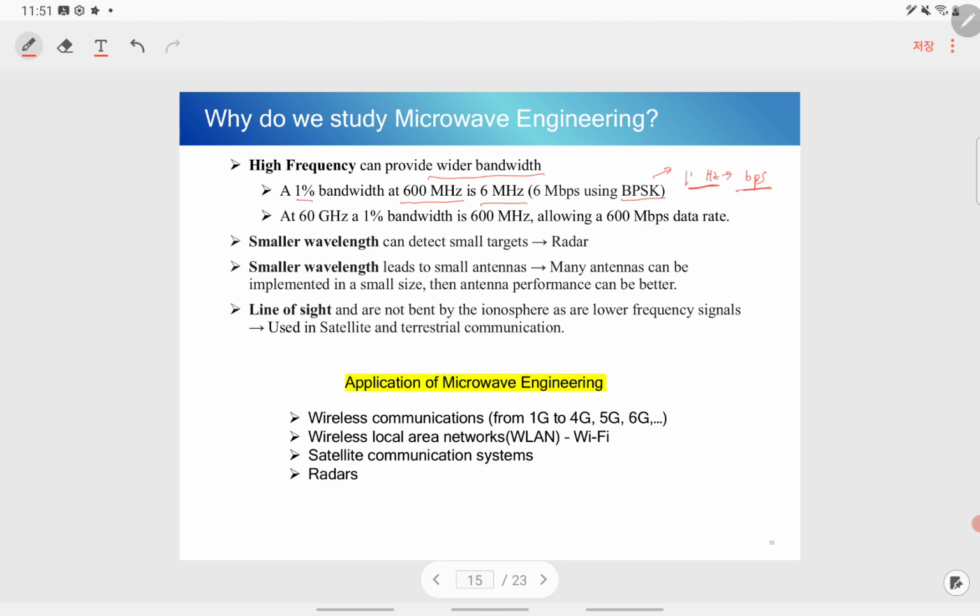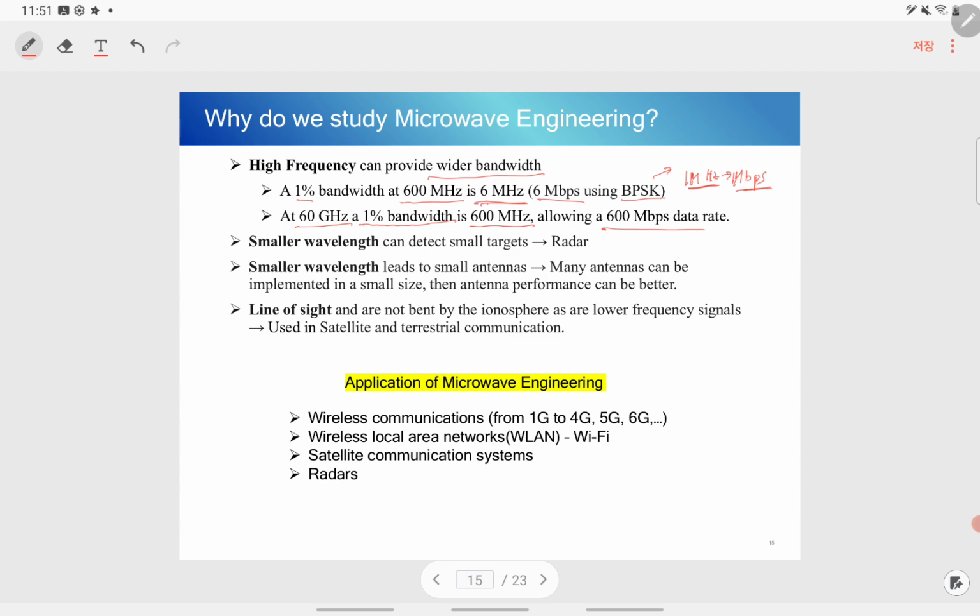So 1 megahertz means 1 mega BPS, right? So 6 megahertz means 6 mega BPS, right? But if we use 6 gigahertz, even though we have the same percentage fractional bandwidth, we will have much higher bandwidth, right? And the data rate will be 100 times higher. So this is the benefit of high frequency in microwave engineering.